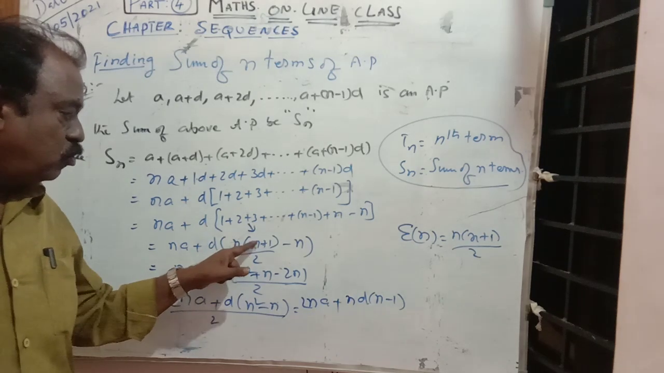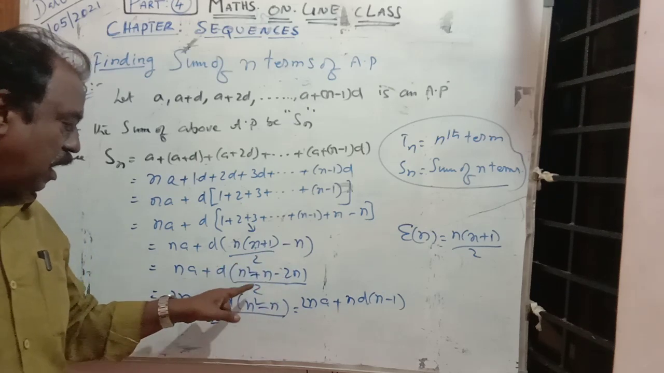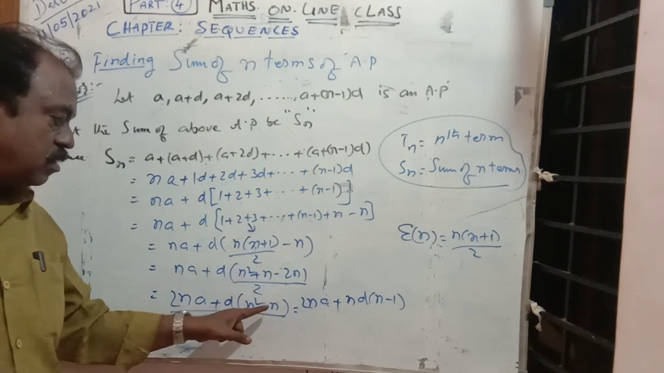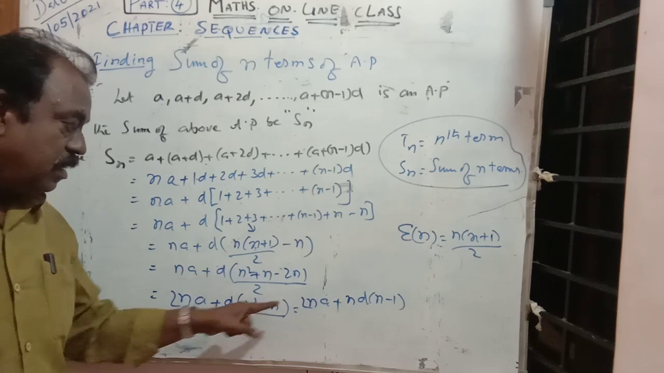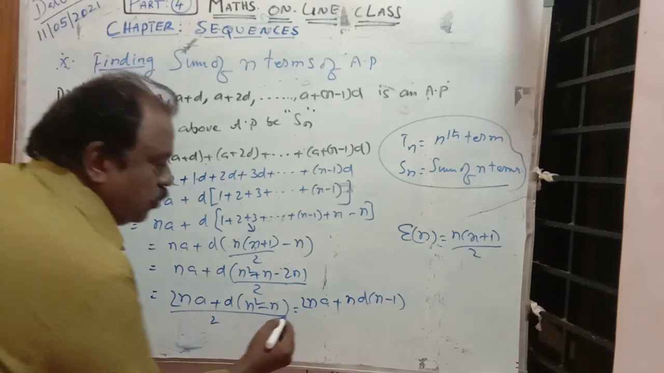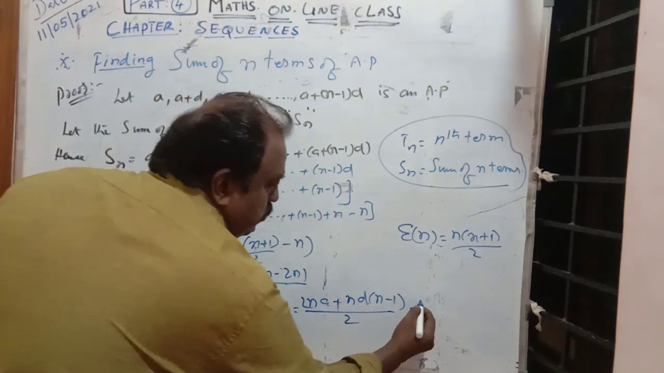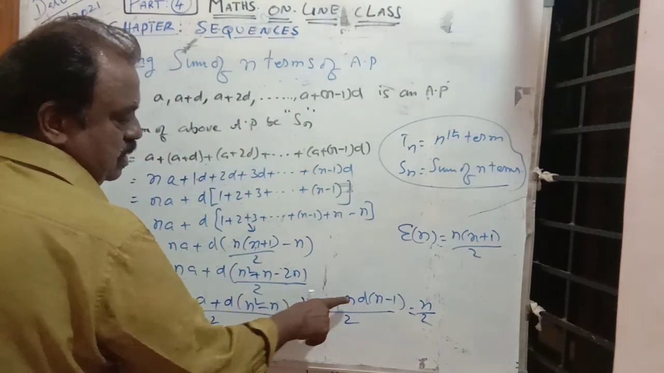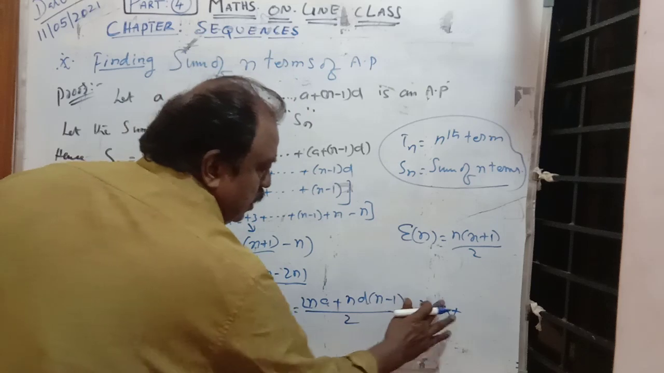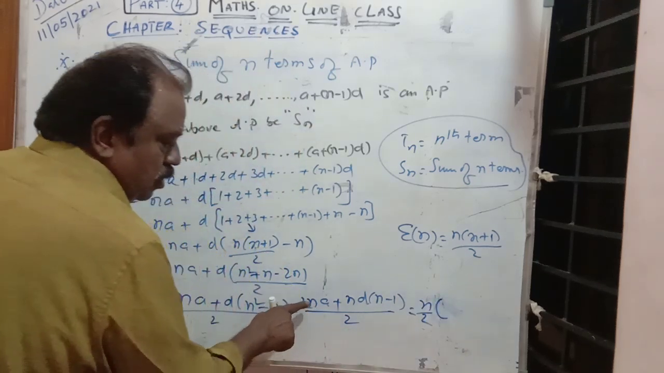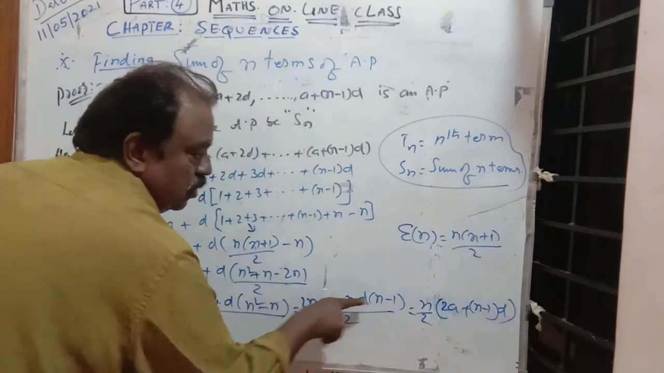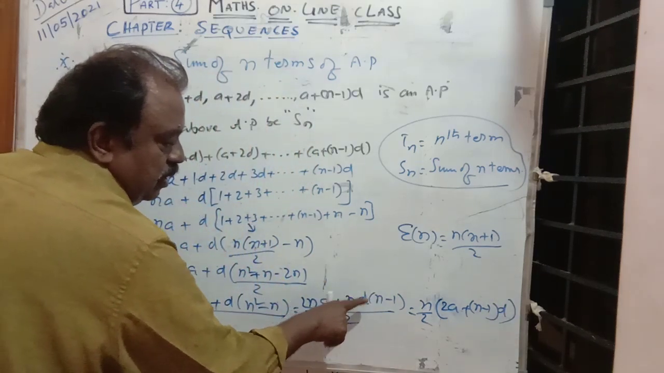Here, n square plus n minus 2n, LCM by 2. Again this 2 is taken as LCM, totally by 2. 2na plus D. Here, n square minus n. Again, I am taking n as common: n into D of n minus 1, no confusion, by 2 is there. Okay, now again I am taking n by 2. Here n is common, by 2 also common. So here it is 2a plus. If you take n as common, 2a plus n minus 1 into D is there. Okay? n by 2, 2a plus D of n minus 1 is there.